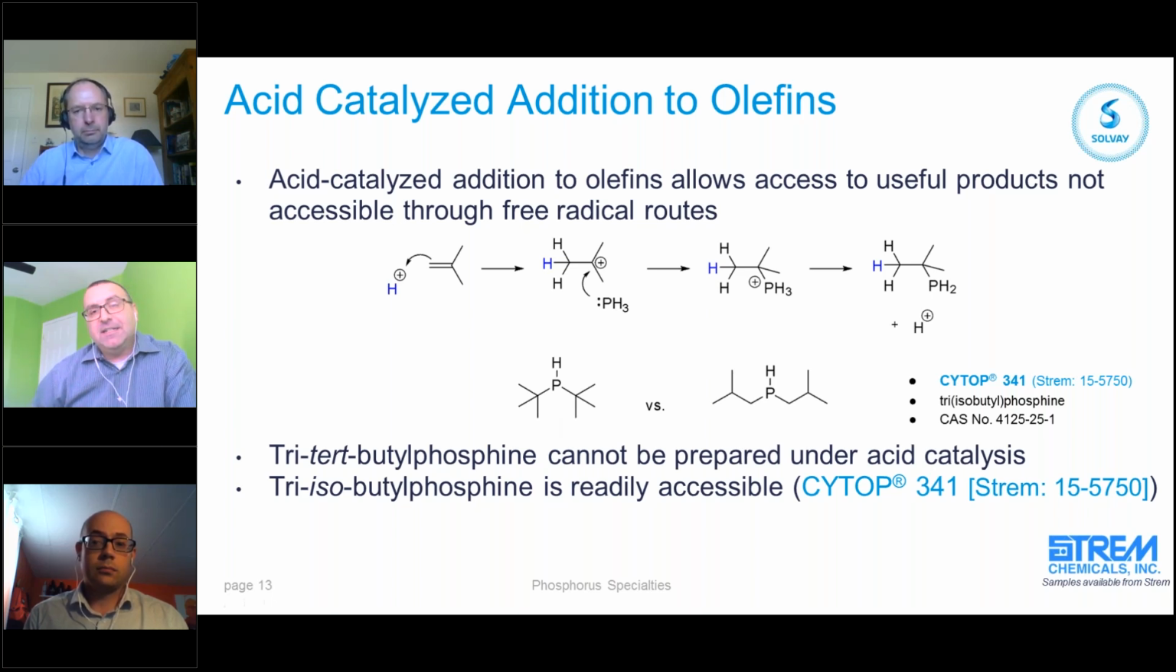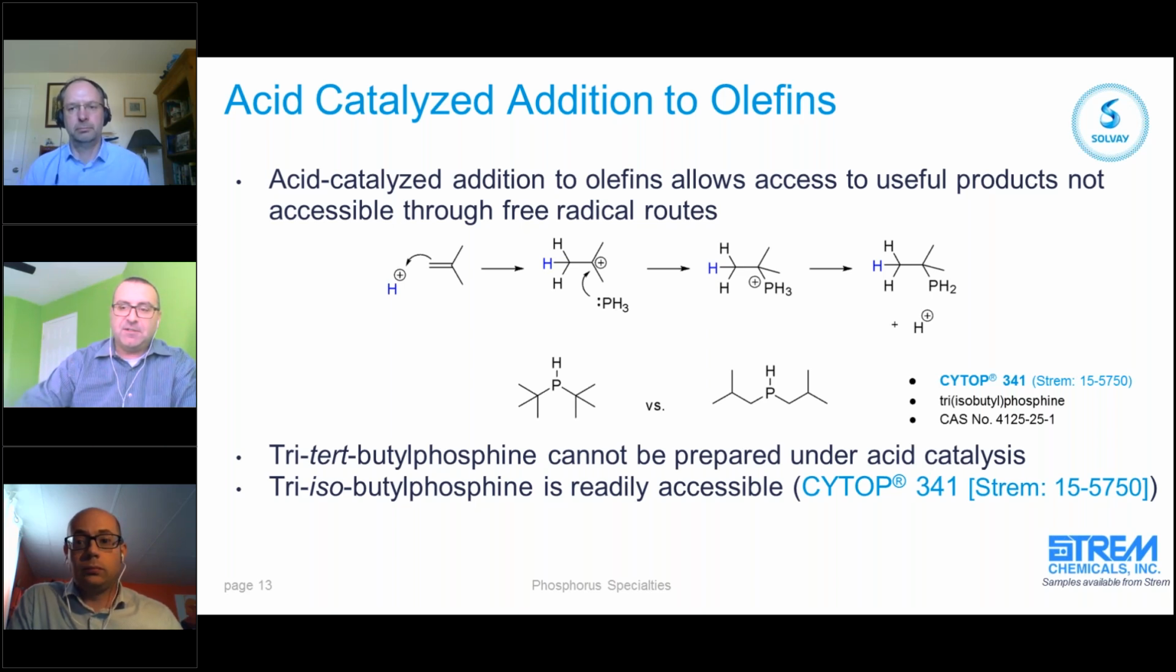Under radical conditions, the product that you would isolate is a mono-, di-, or tri-isobutyl phosphine, shown on the bottom right of that screen. Interesting comment here: based on the chemistry of acid-catalyzed addition, tri-tert-butyl phosphine cannot be prepared under acid catalysis, but the tri-isobutyl phosphine can, and that really comes down to a play on the sterics and the electronics involved in that chemistry.